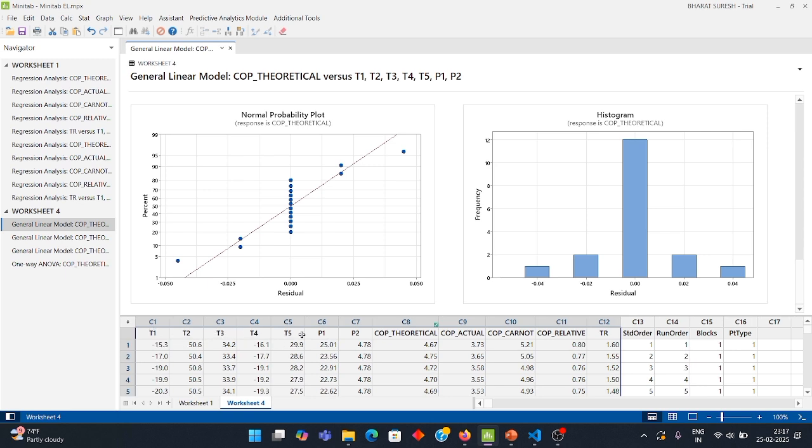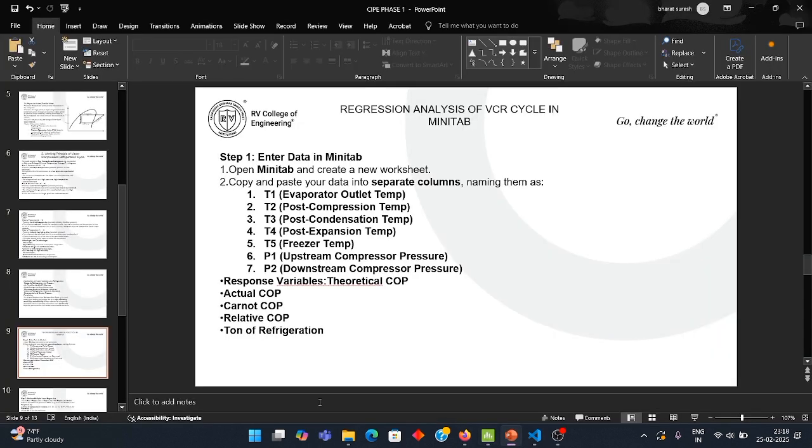T1, T2, T3, T4, T5, P1, P2 are the input values or the factors, and COP theoretical, COP actual, COP Carnot, COP relative, and tons of refrigeration are all the responses. T1 is the evaporator outlet temperature, T2 is the post compression temperature, T3 is the post condensation temperature, T4 is the post expansion temperature, T5 is the freezer temperature, P1 is the upstream compressor pressure, P2 is the downstream compressor pressure. Response variables include theoretical COP, actual COP, Carnot COP, relative COP, and ton of refrigeration.